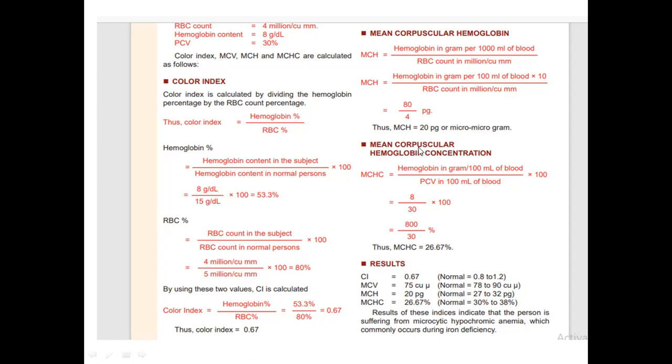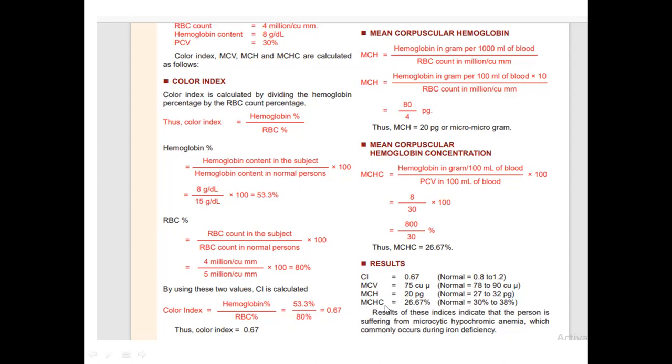Now, mean corpuscular hemoglobin concentration. How do you calculate that? We said it is hemoglobin in gram per 100 ml of blood divided by packed cell volume in 100 ml of blood times 100. So for our patient, hemoglobin is 8. Packed cell volume is 30%. Then multiply that by 100, you will get 26.67, which is the mean corpuscular hemoglobin concentration. But the normal should be 30% to 38%. So the mean corpuscular hemoglobin concentration is lower than the normal amount.